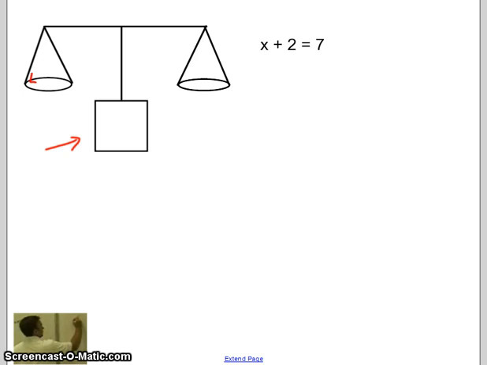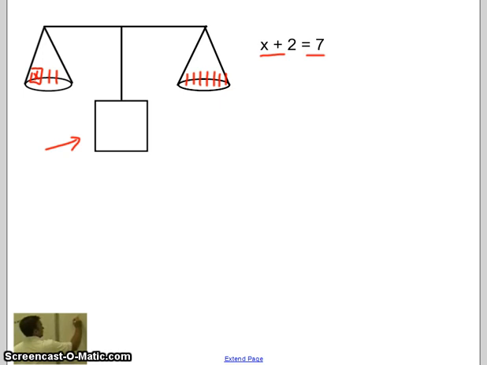So we have this thing x, and then we have two things here, 1, 2. But we also have on the other side 7. So 7, 1, 2, 3, 4, 5, 6, 7. And that keeps our scale balanced, because we know x plus 2 equals 7.